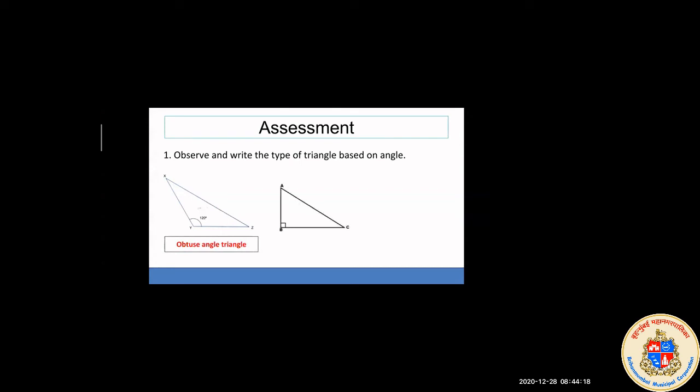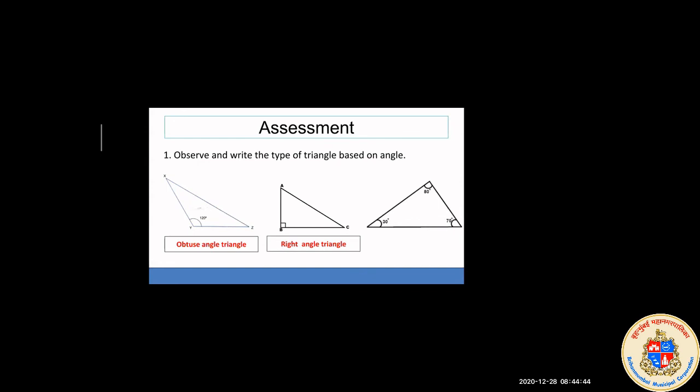See the next one. What is the next one? Answer fast. It is very easy. Which type of triangle is this? Right angle triangle. Very good. It is a right angled triangle. Very nice. The next one, the third one.